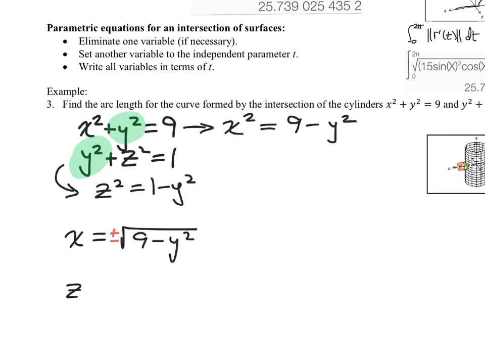I could say z is equal to the square root of 1 minus y squared, technically plus or minus. And then I could let y be a free variable. Y is equal to y. Y is itself, right? The other ones are dependent on what y is, and so y is the one that has liberty to be free.